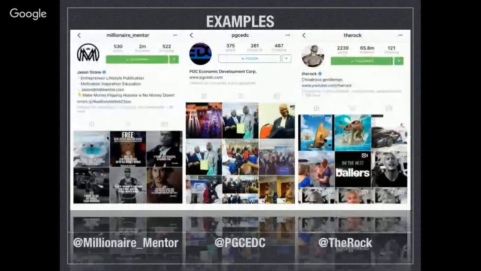And we're going to talk about some examples that we have here on the screen. On Instagram, and this is where hashtags are most prominent, we have some examples up on here. As you can see, we have Millionaire Mentor, which has over 2 million followers on Instagram. What they have is a central niche of networking opportunity. And they also have photo quotes.